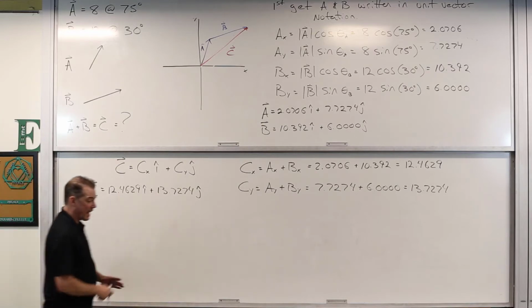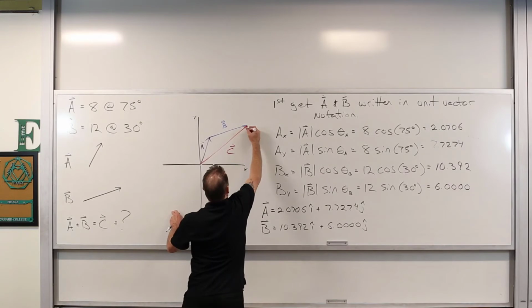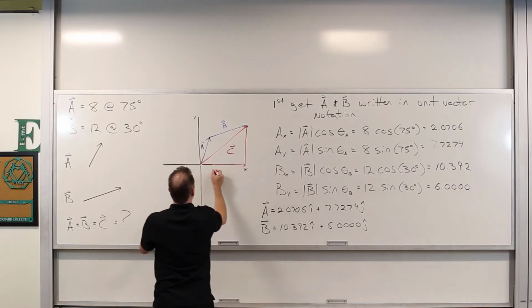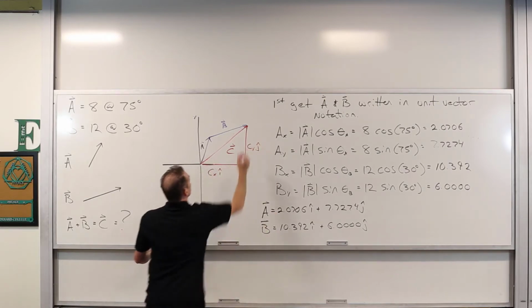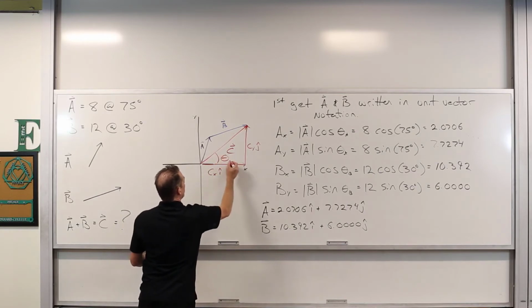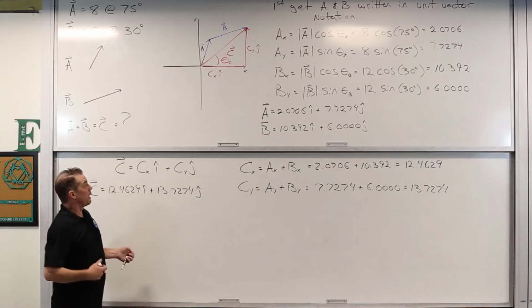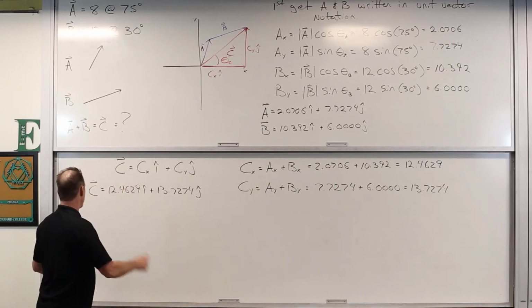If we wanted to see what that really means, just go ahead and say that's this and this. This is C sub x i hat, this is C sub y j hat. We've also got this theta sub c there, and that comes to the next part. What is the vector C hat written as a magnitude and a direction?